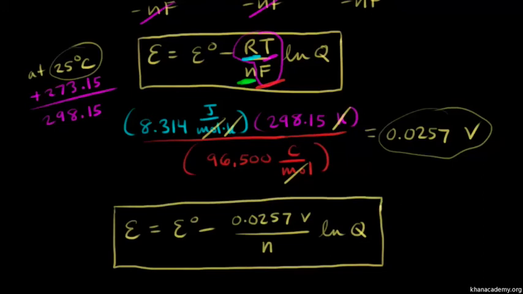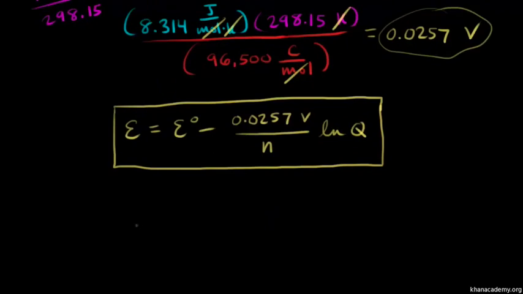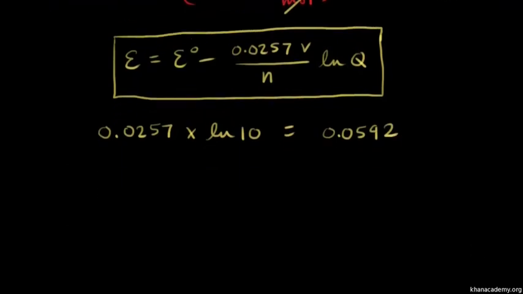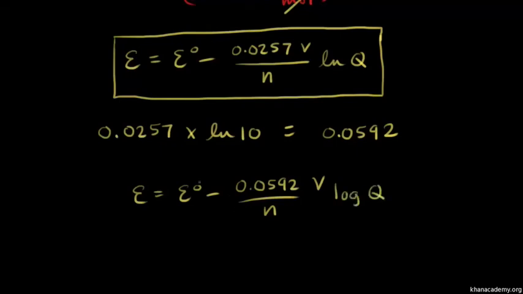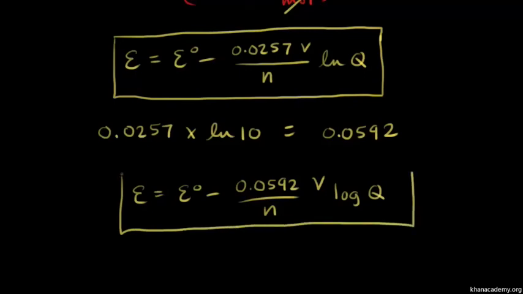And then we can also write this with a base 10 logarithm instead of natural log. So we can do that conversion, which we also did in an earlier video. If you're trying to convert this 0.0257, you need to multiply by the natural log of 10. This is equal to 0.0592. So we can write the Nernst equation once again. E, the cell potential, is equal to the standard cell potential E0 minus 0.0592 over N. We essentially just changed this from natural logarithm to base 10 logarithm. This would be log of Q, log of the reaction quotient. So here is just another form of the Nernst equation.